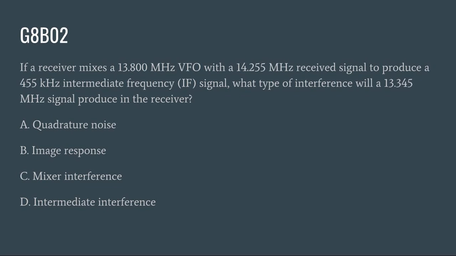Mixer. G8B02, if a receiver mixes a 13.800 MHz VFO with a 14.255 MHz receive signal to produce a 455 kHz intermediate frequency signal, what type of interference will a 13.345 MHz signal produce in the receiver? A. Quadrature noise. B. Image response. C. Mixer interference. Or D. Intermediate interference. Correct answer here, B. Image response.